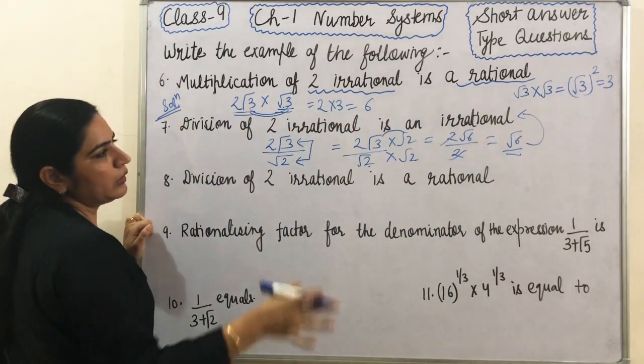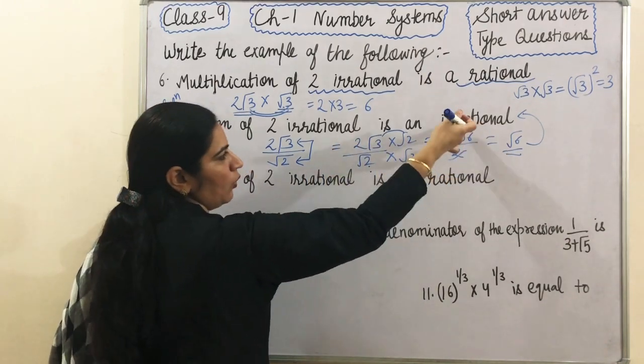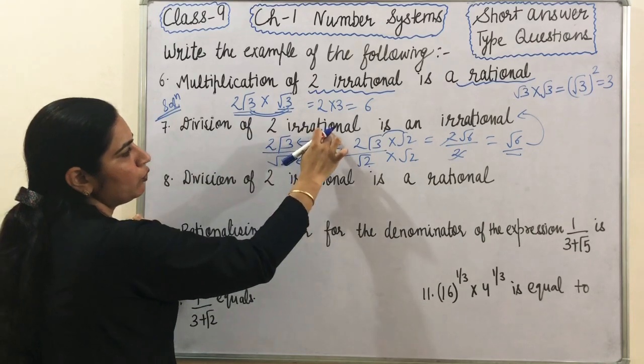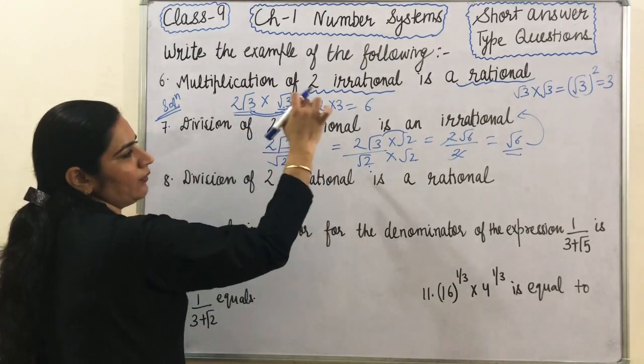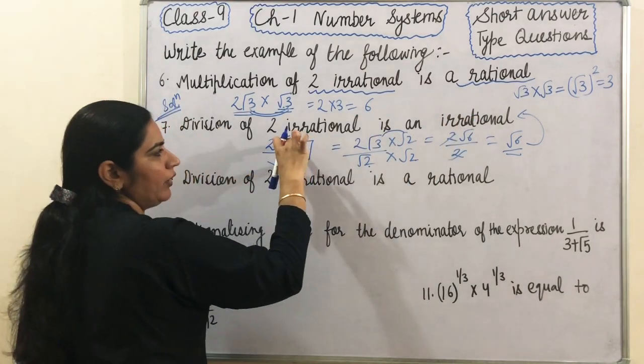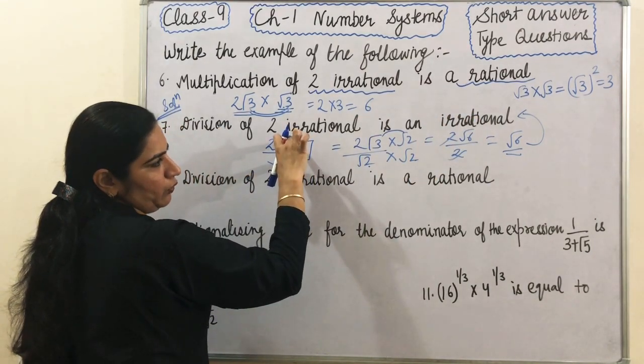But there is no need to show the calculation, you only have to remember one thing: when division of two irrationals is asked and the answer requirement is irrational, we have to take different irrationals over here.